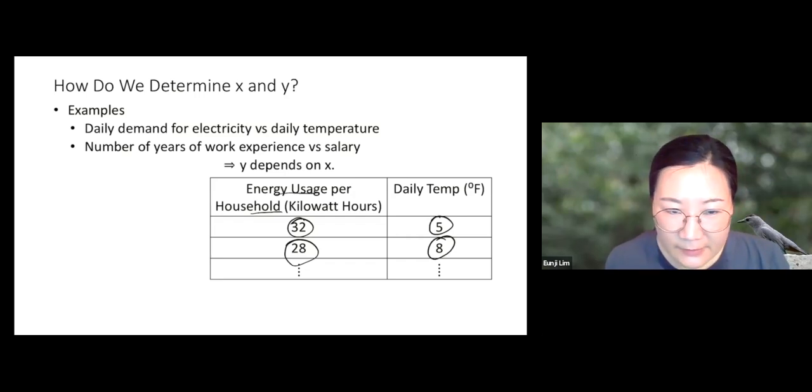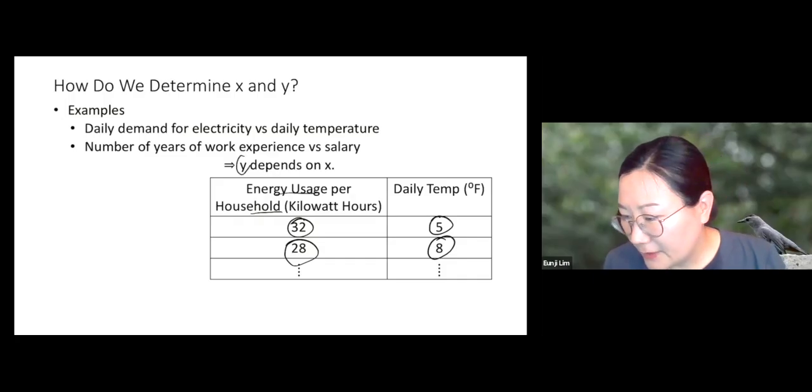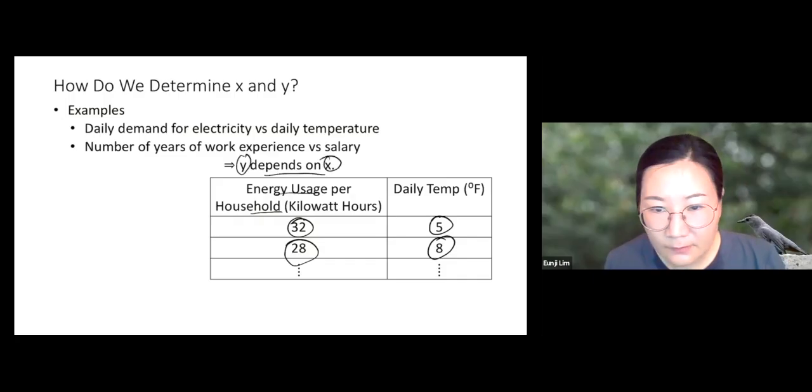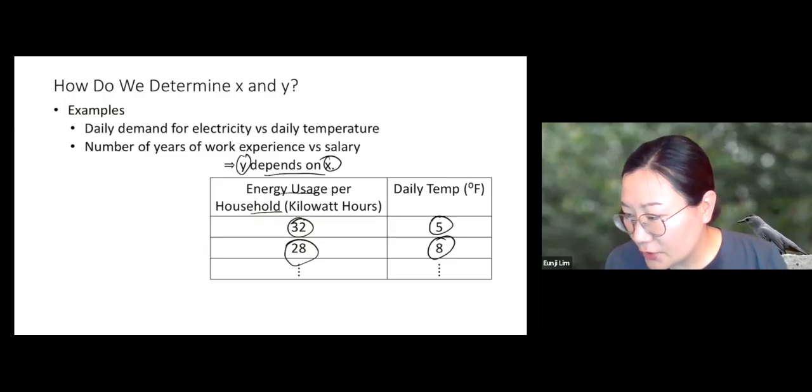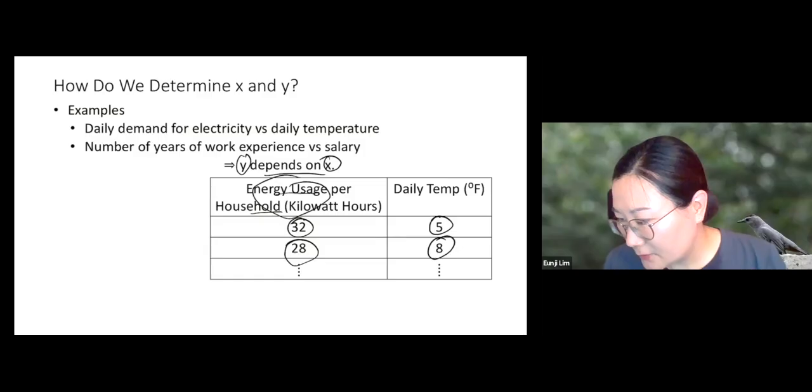So let's check the answer. One thing you need to remember is Y depends on X. Does the energy usage depend on the daily temperature? Yes. Does the daily temperature depend on the energy usage? No. So this depends on this. So Y is the energy usage and X is the daily temperature.